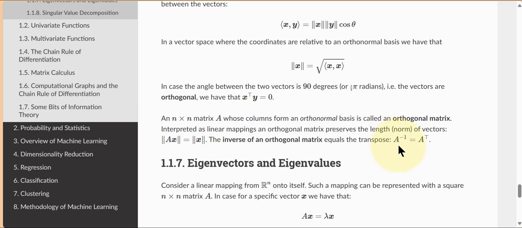Okay, but anyway, an orthogonal matrix, and we didn't talk about this, but an orthogonal matrix has an interesting property, and that is that it preserves the length or the norm of vectors. What does that mean? It means if you take a vector and you multiply it by an orthogonal matrix, you will of course get a new vector out.